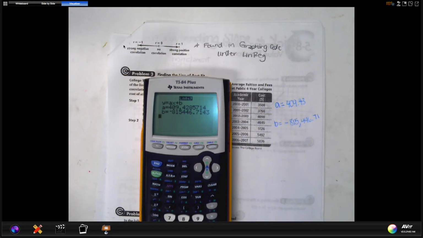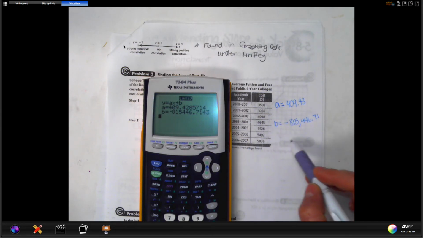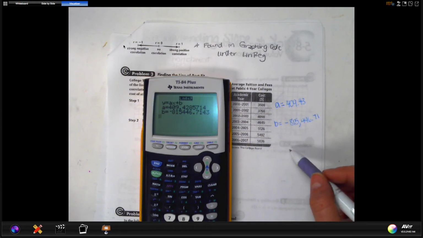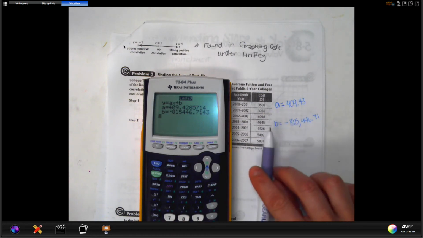Now, our B value here, that's usually a y-intercept. That's a starting amount, isn't it? Okay, think about what the starting amount would be here. The year 0, right? Do you think people went to college in the year 0? No, right? Okay, so this is going to seem very outlandish, but with the data that we're using, we have to start somewhere.